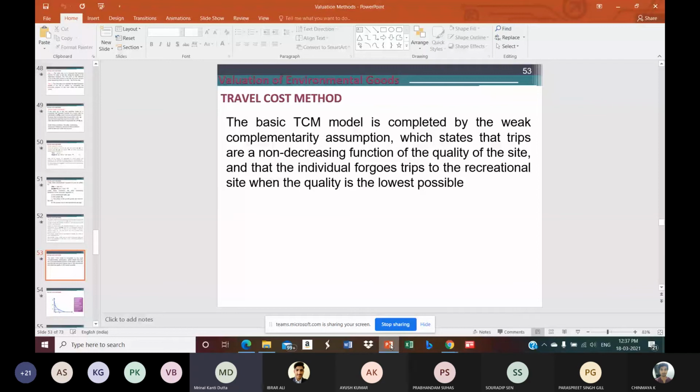The basic travel cost method model is completed by the weak complementarity assumption. It states that trips are a non-decreasing function of the quality of the site. Okay, non-decreasing function of trips with respect to the quality of the site. It means that the trips will not be decreasing, and that the individual forgoes trips to the recreational site only when the quality is the lowest possible. Only then will they actually forgo the trips. Otherwise, they will prefer to visit those places.